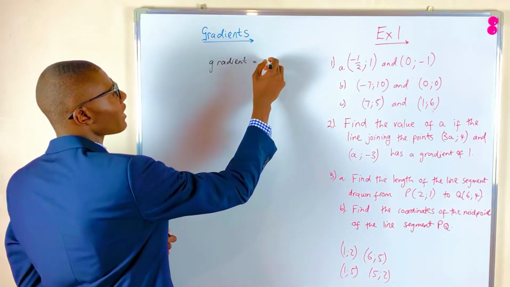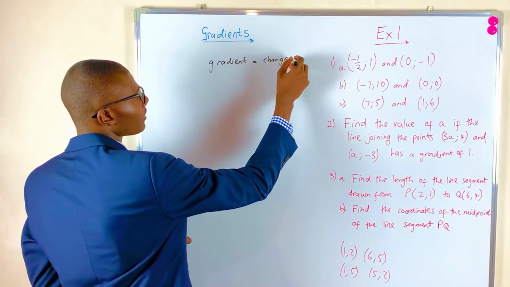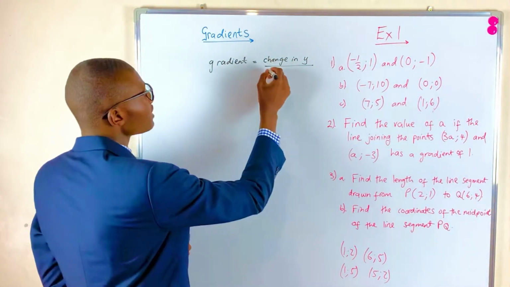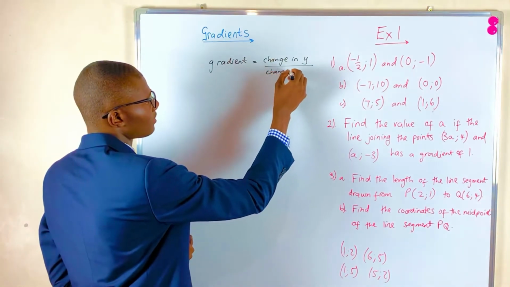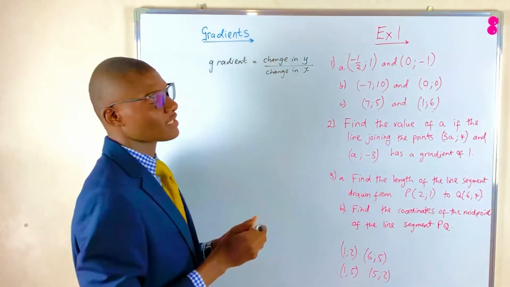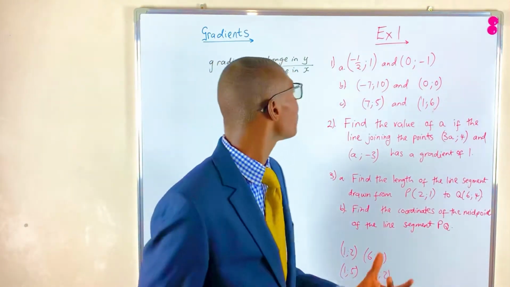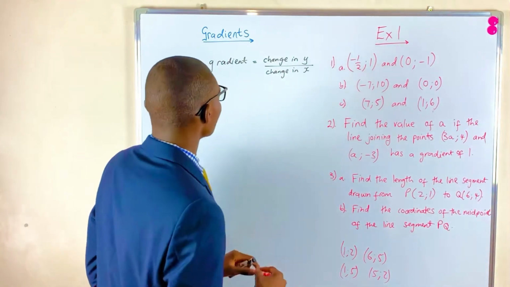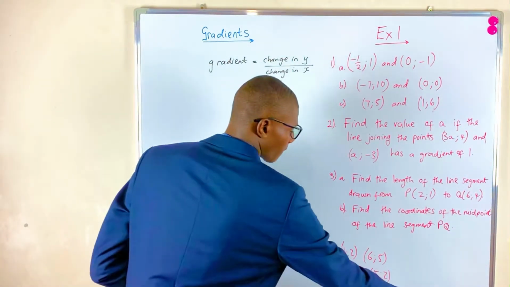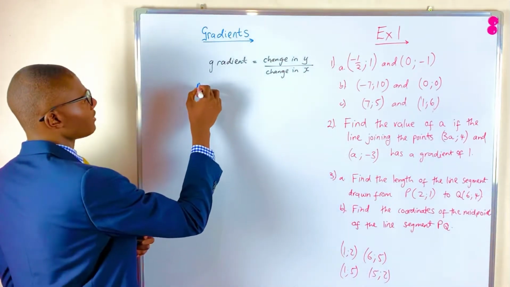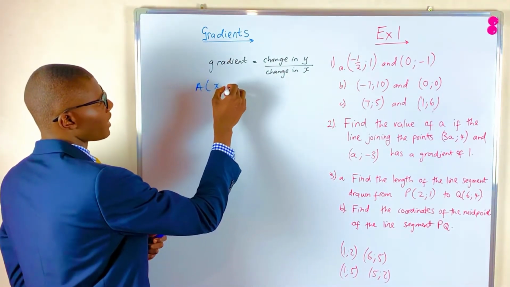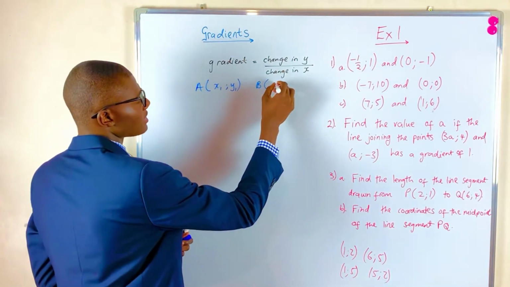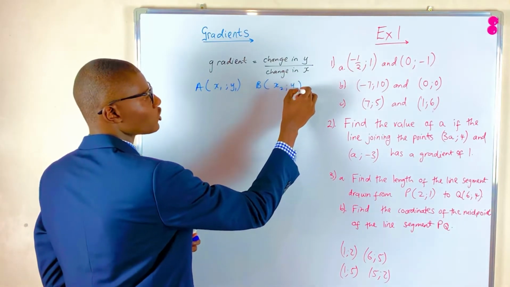Gradient is given by the change in y coordinates over the change in x coordinates. So basically we need two points to calculate the gradient of a straight line. Let's say the first point A is (x1, y1). Then the second point B is (x2, y2).